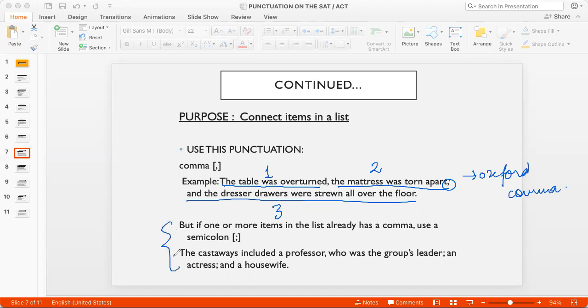Now, this other rule that I have referred to, this is not frequently tested, but you should know it. In case one of the items on the list itself has a comma for some reason, then the items themselves are separated by semicolons, right? What do I mean by that? I'm saying the castaways included a professor who was the group's leader; and an actress; and a housewife. So now again, I have three items: a professor, an actress, and a housewife. But I'm not using a comma to separate these items because it'll become a little confusing for the reader, because I'm already describing the professor as the group's leader by using a comma here. So for the reader to try and figure out which commas are for description and which commas are for separating items on the list can get confusing. So when there are items that have commas within them, separate items on the list with semicolons.